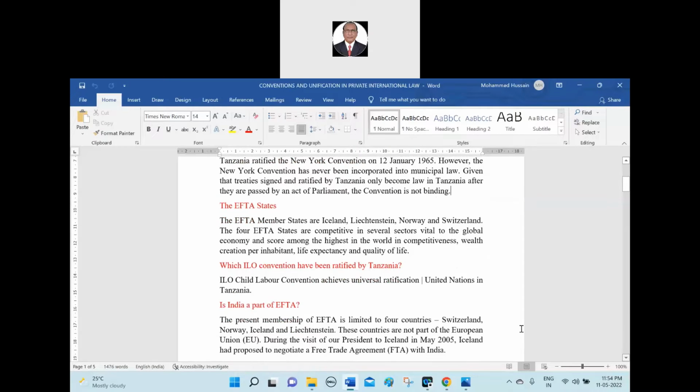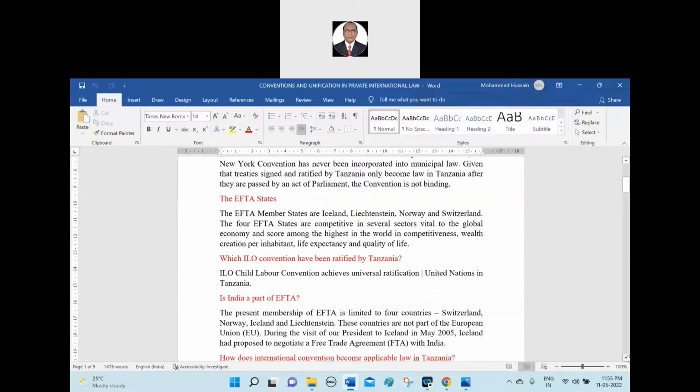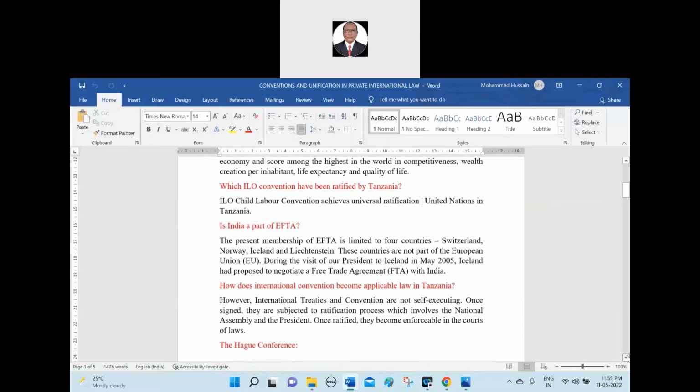So let us see which ILO conventions have been ratified by Tanzania. Of course, Tanzania ratified the ILO conventions very long back. I think it is 1965 or earlier, I don't know exactly. The ILO Child Labor Convention achieved universal ratification. United Nations in Tanzania. Yes, it is a member of the ILO, and almost all countries are members of the ILO.